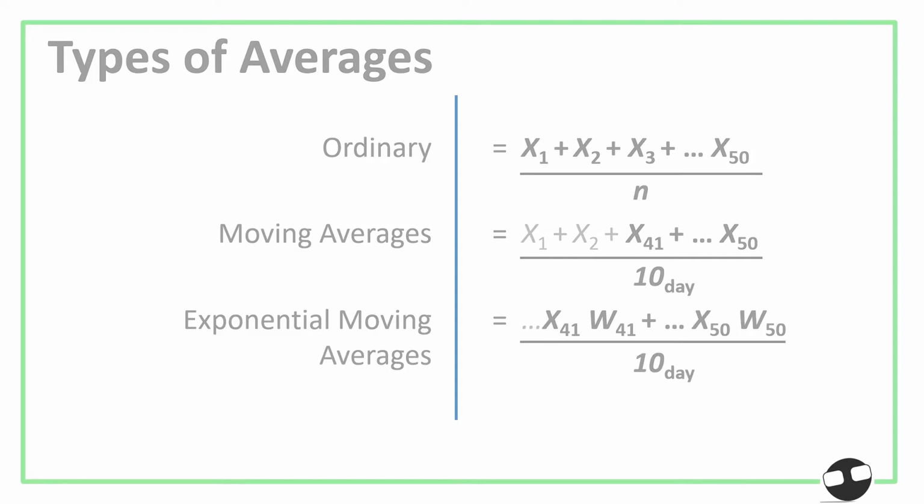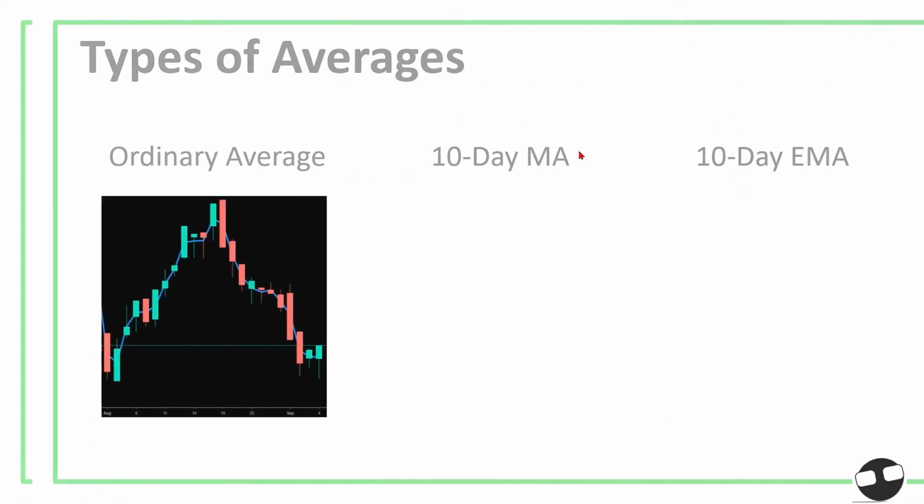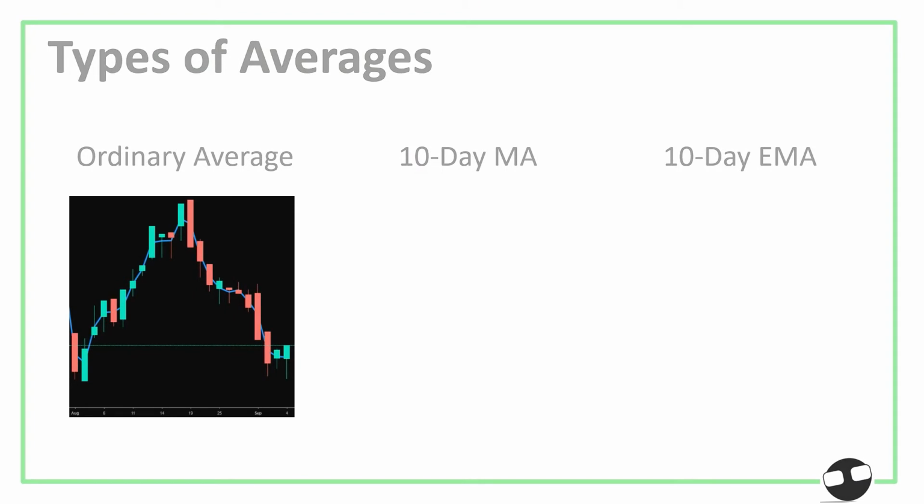So let's try to paint the three-in-one picture. So here we're looking at the Philippine Stock Exchange prices from August 5 to September 4. But for the sake of applying the types of averages, we're only going to use the 10-day average or 10-day prices from August 19 to September 3. So here you have the ordinary average. Now the blue line is actually the average price.